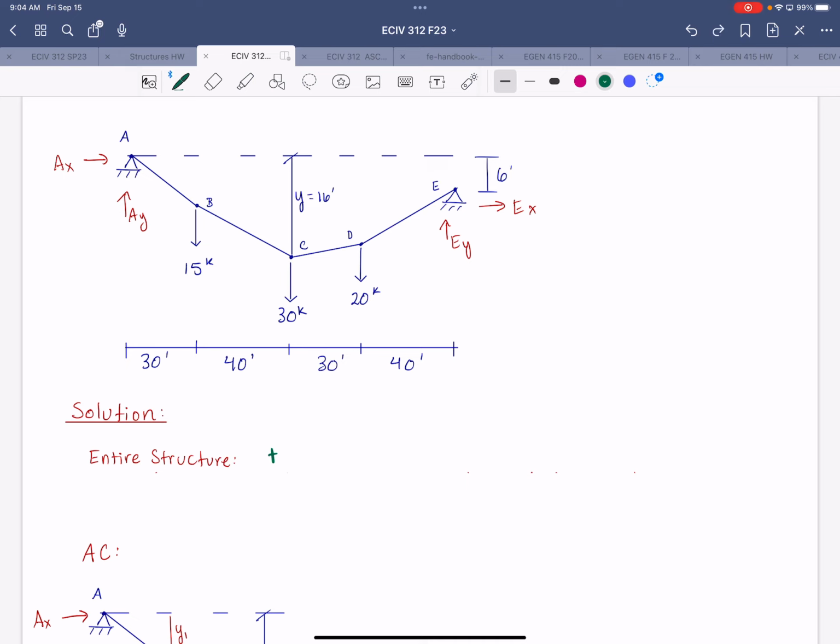That's a little too much there. There we go. All right, so from that, we'll get negative 6AX minus 140AY is equal to negative 4,500. So that's our first equation.